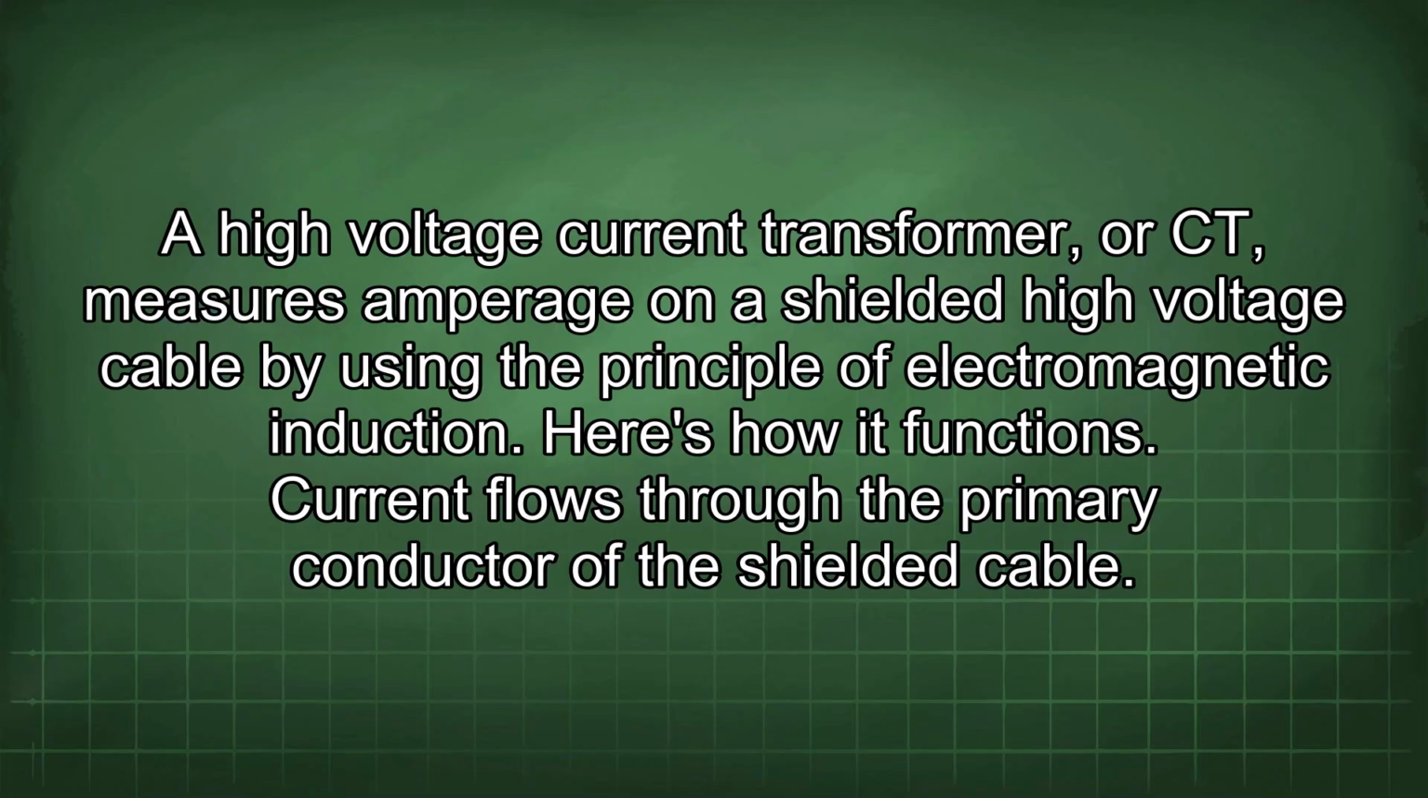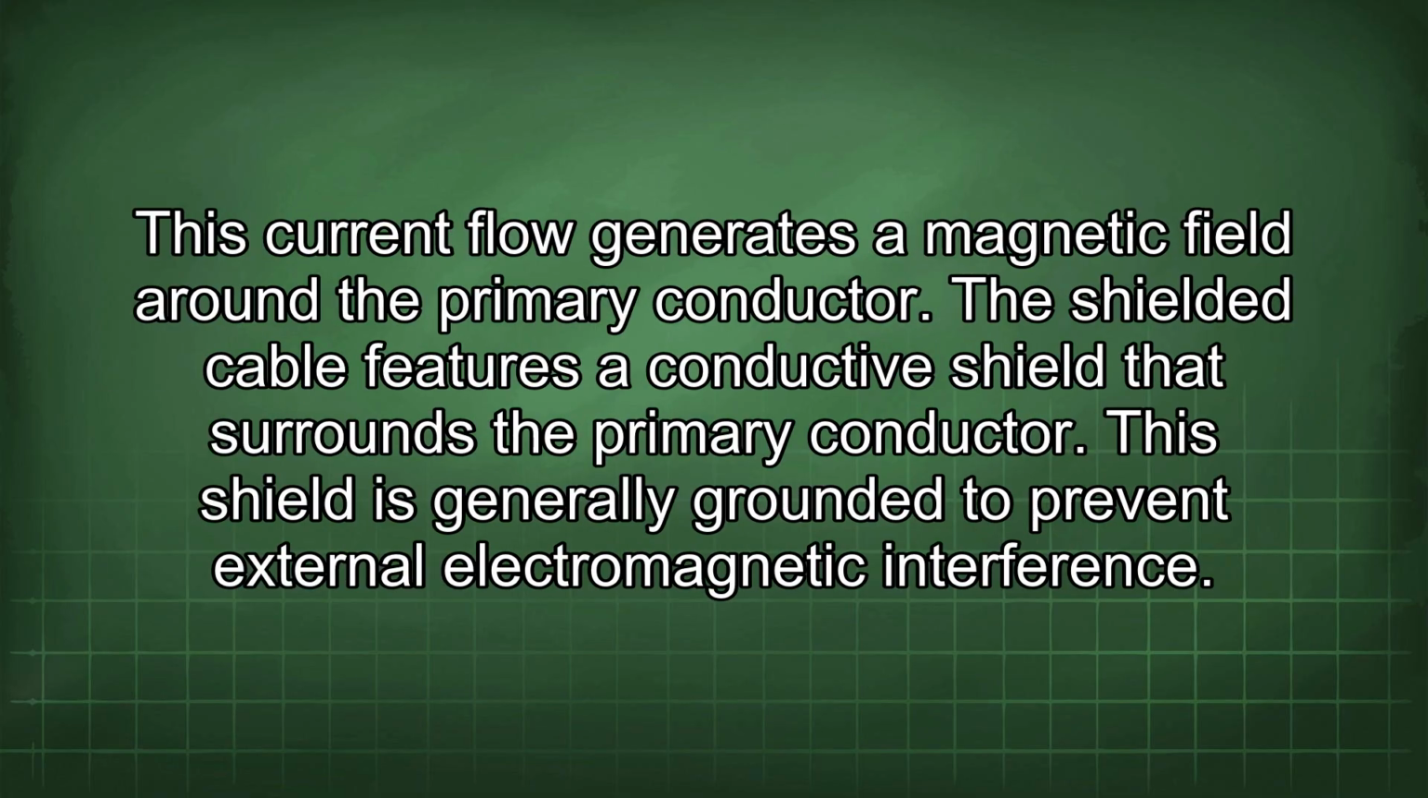A high voltage current transformer, or CT, measures amperage on a shielded high voltage cable by using the principle of electromagnetic induction. Here is how it functions. Current flows through the primary conductor of the shielded cable. This current flow generates a magnetic field around the primary conductor.